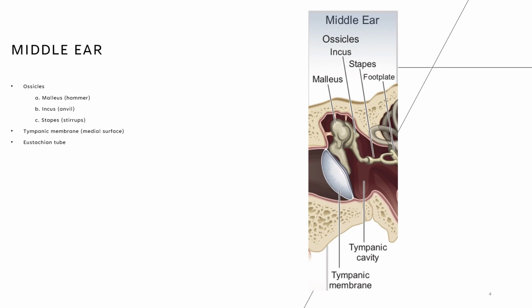The second section of the auditory apparatus is called the middle ear. This air-filled cavity houses the ossicles, the medial surface of the tympanic membrane, and the eustachian tube. The ossicles are three small bones commonly named after their shapes: the malleus or hammer, the incus or anvil, and the stapes or stirrup. The tympanic membrane, or the eardrum, separates the outer ear from the middle ear. Lastly, the eustachian tube helps to connect the middle ear to the back of the nose and the nasopharynx, or the upper part of the throat.